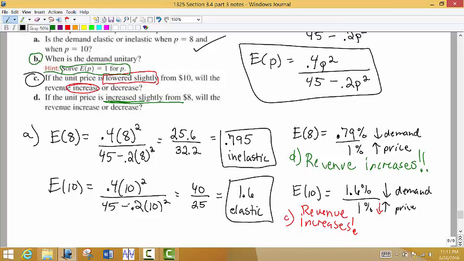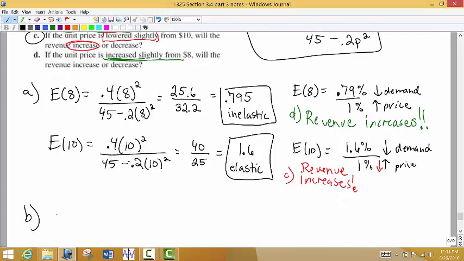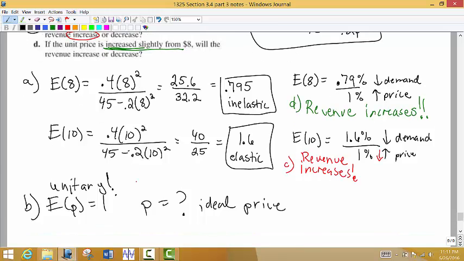So we have part A, part C, part D, and so I'm going to come down here in part B. Okay, so we want to figure out when E of P equals 1, then P is equal to what price? So what is that ideal price that we should charge? And when the function gives us something out that is 1, then we call that unitary. Okay, so the demand is unitary, it says there. Okay, so not inelastic, not elastic, but it's unitary.